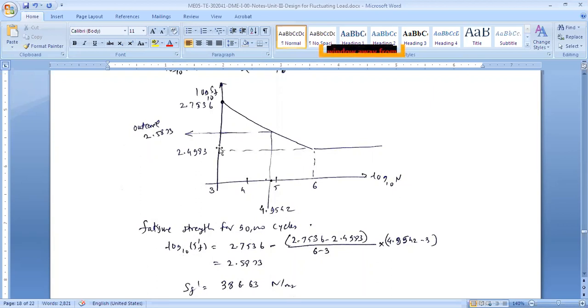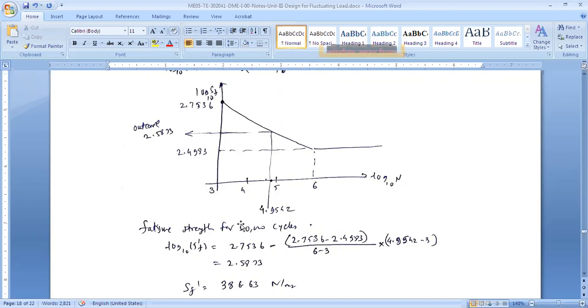So slope into whatever this point. This we want to find out, this minus this. Right? 2.75 minus this portion will be this point. How can we calculate that? 2.7536 minus slope into one corresponding to this. What is this? This is the value, that is 4.95 minus 3. Are you getting it? Or should I repeat again?